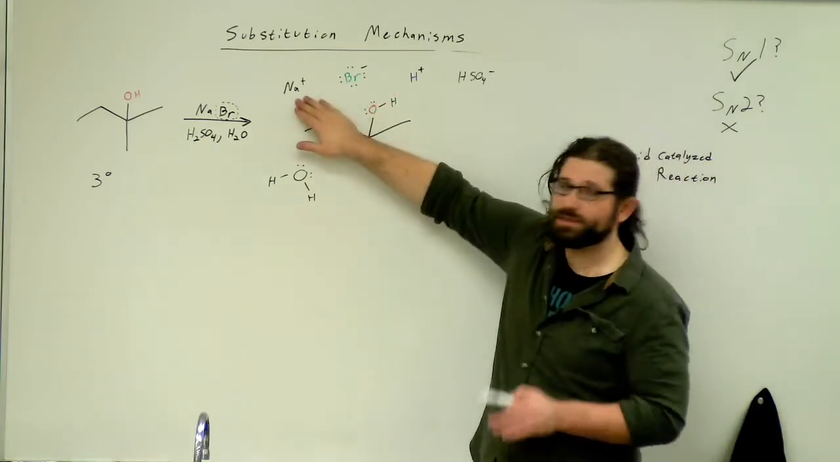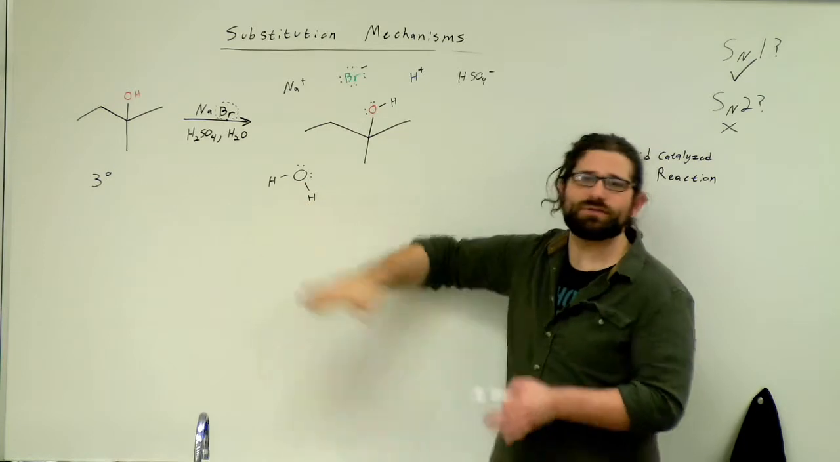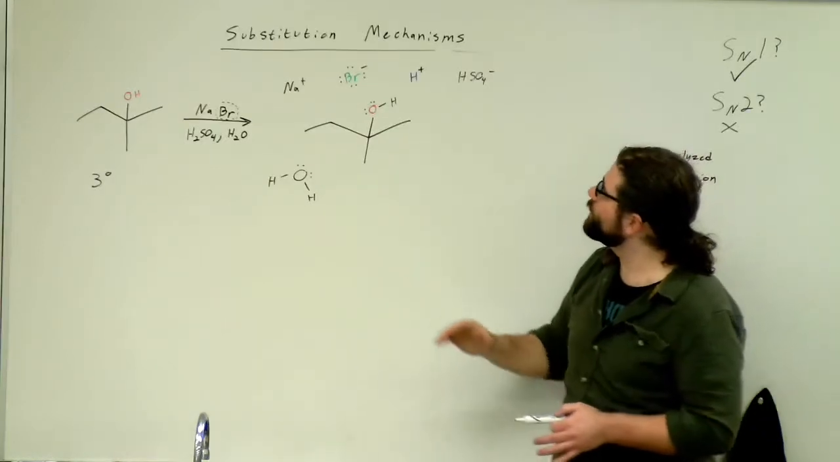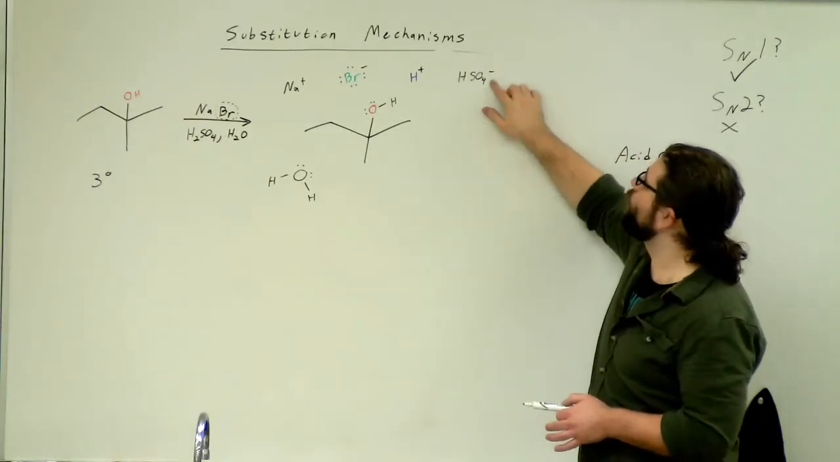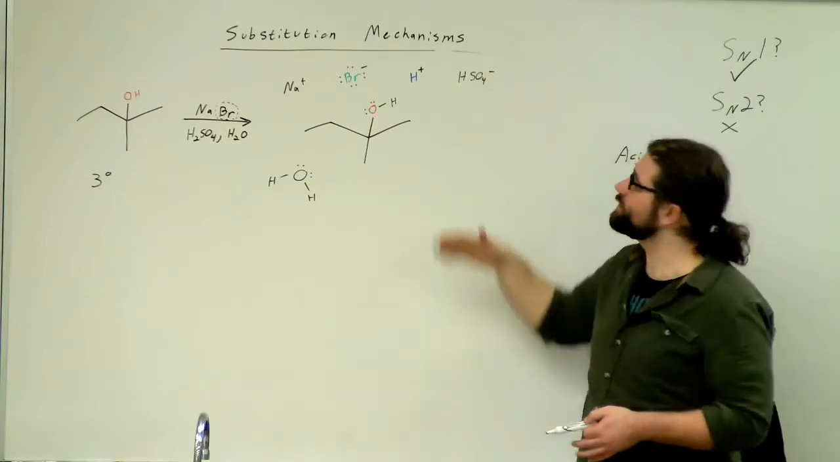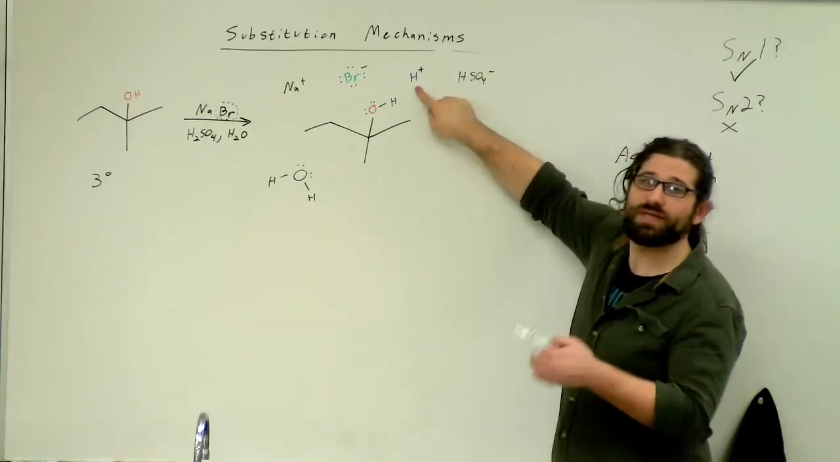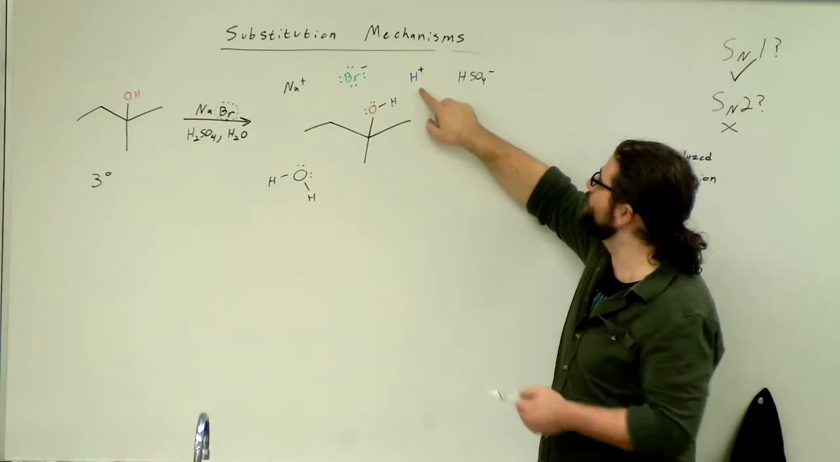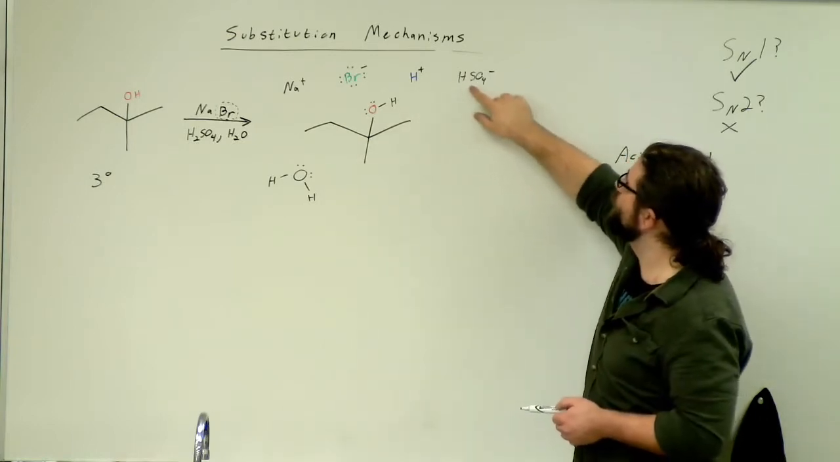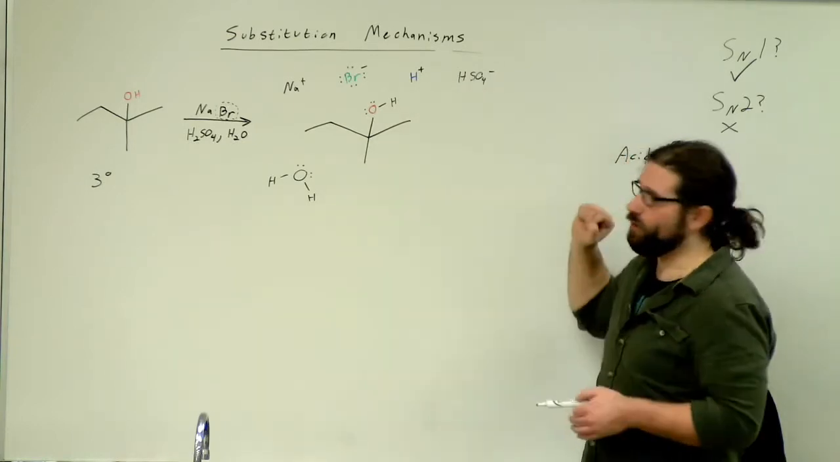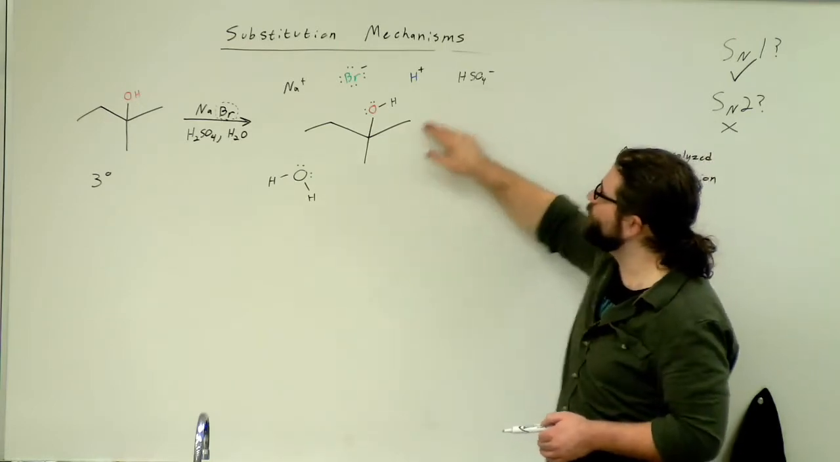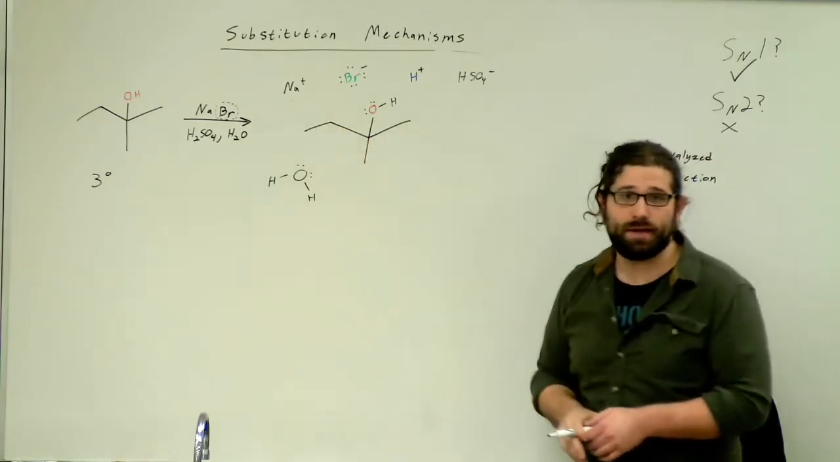The sodium is going to be a spectator. The water is just moving things around. It's not going to directly interact. The HSO4 minus, this is the leftover once the sulfuric acid loses that proton floating around in the solution. So this will end up being the leftover. I'm going to end up with a bisulfate with my sodium. Okay? So those are just spectators.